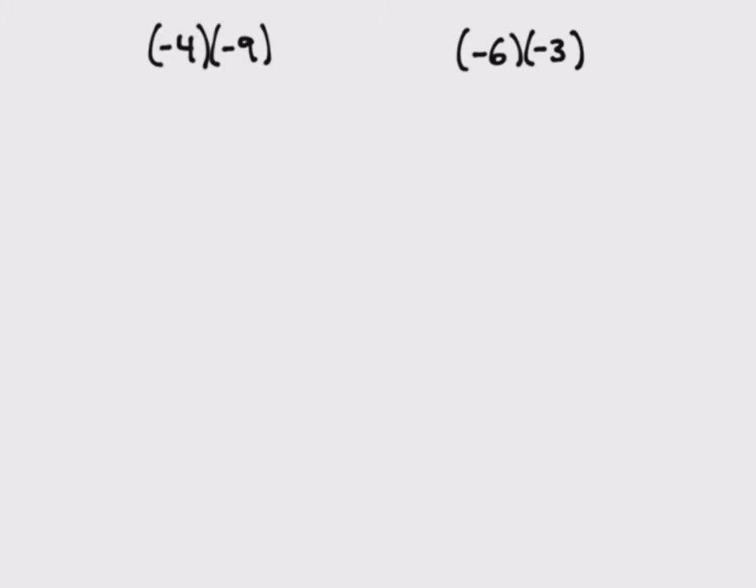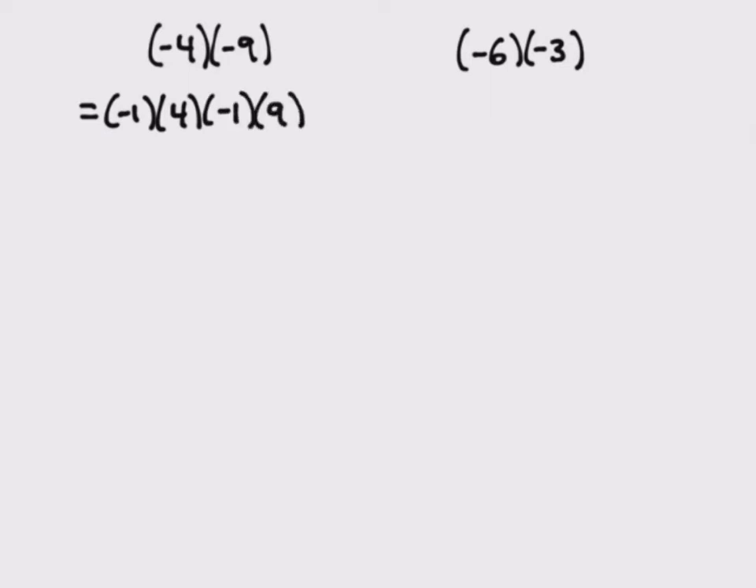Well, the strategy I like to employ is this. Again, every time you see a negative number, you can think of it as -1 times a positive number. So -4 we can think of as -1 times 4. -9 as -1 times 9. -6 as -1 times 6. And -3 as -1 times 3. So what I would do for our first example is either write it out as, or at least think of this as, -1 times 4 times -1 times 9.